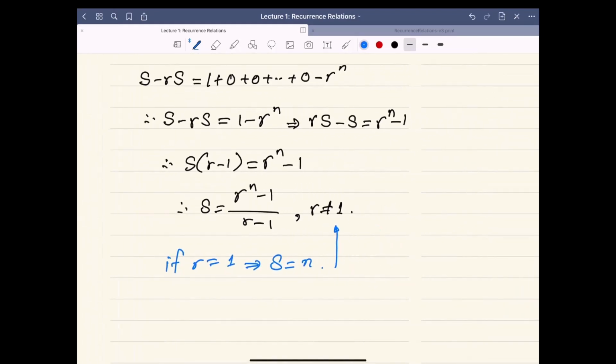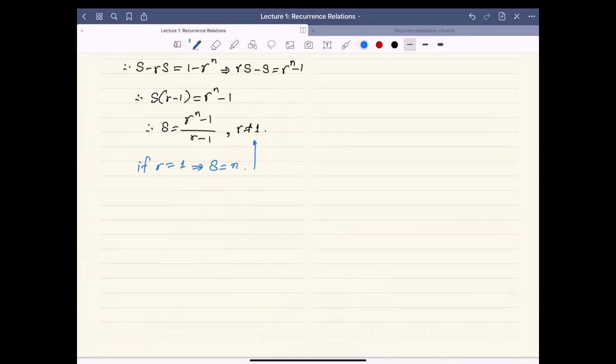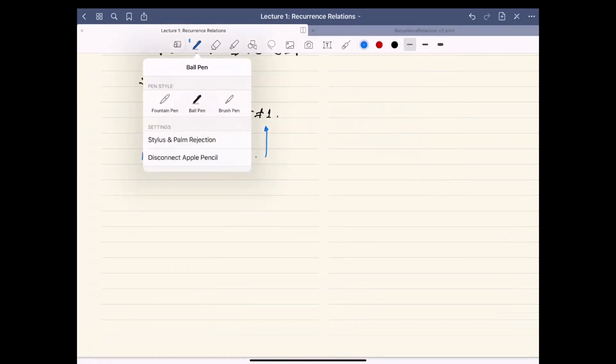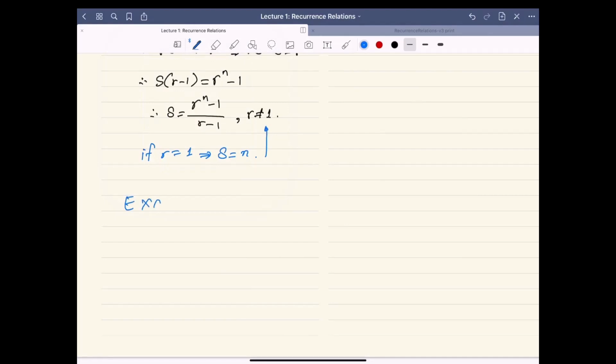Now, what if the indices of these summations are not the same? For example, suppose we ask the following question. Here is an example. Find the summation for I equal 1 up to n minus 1 of I, and the summation where I starts from 3 and goes up to n, let's say, also of minus 1 for I.